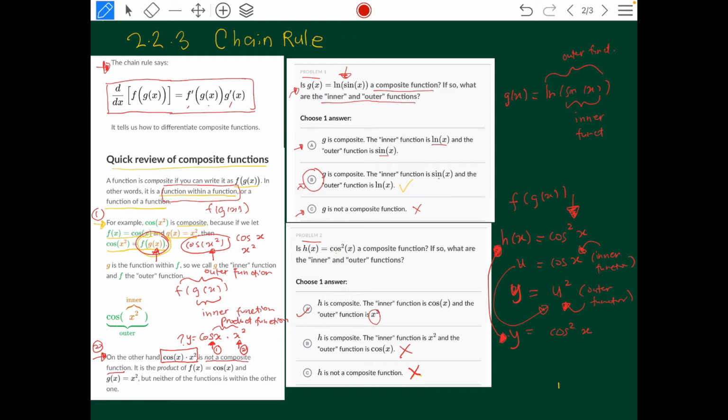Alright, now we already know this one. As I mentioned just now, if you want to use the chain rule, you can use this formula: differentiate f(g(x)), and you'll get f prime of g(x) times g prime of x.